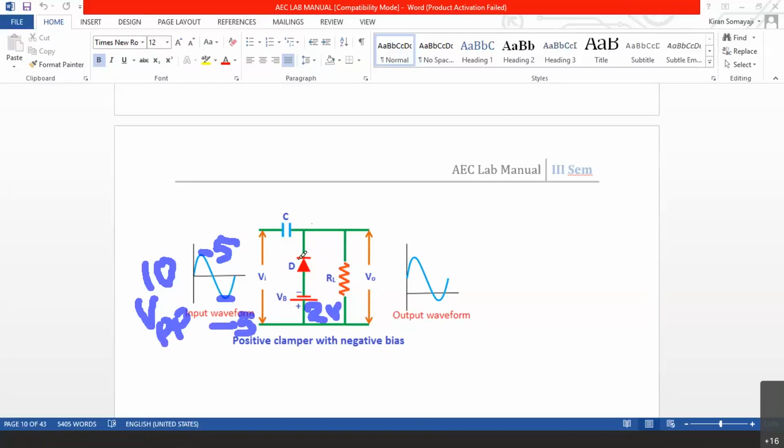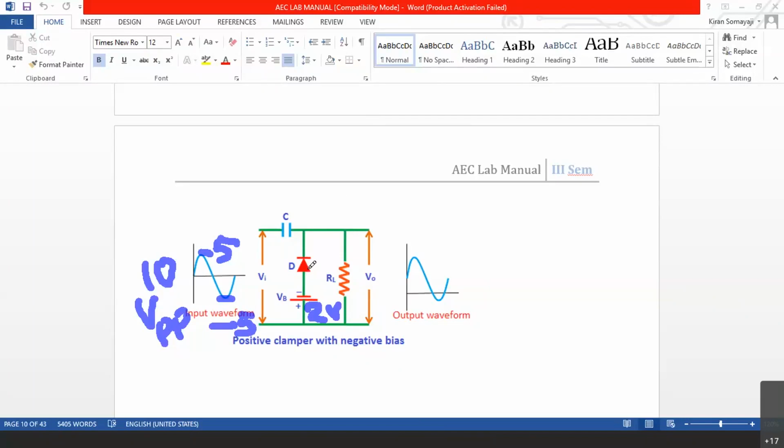In the negative cycle, when will this diode conduct? Can anyone tell me? Tell me, Nikhil, you're not audible. So -5 at the peak value. -5. Not exactly. Okay, I'll tell you the answer.